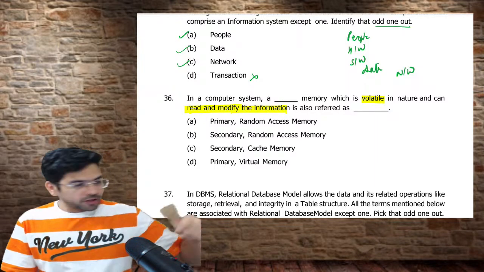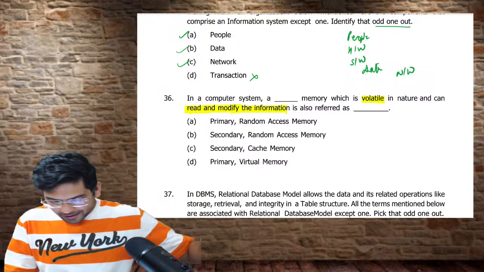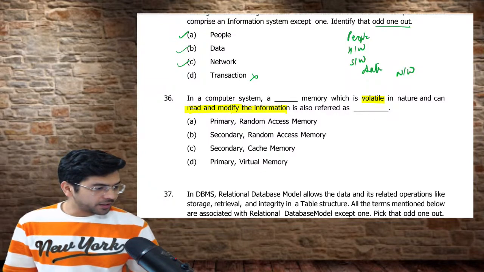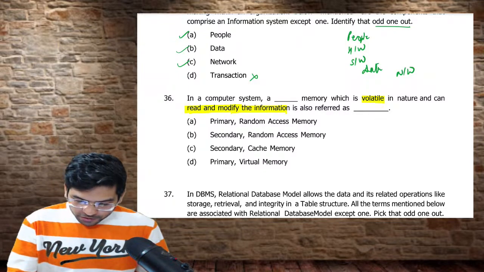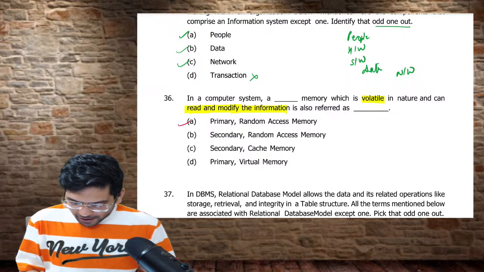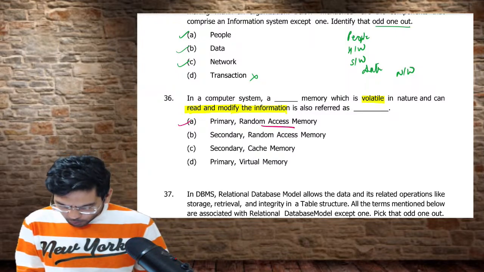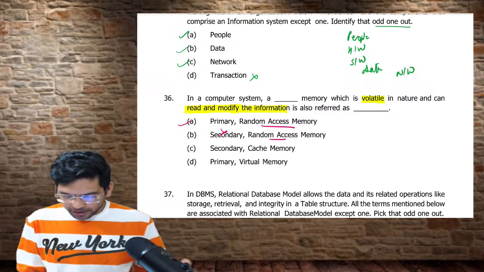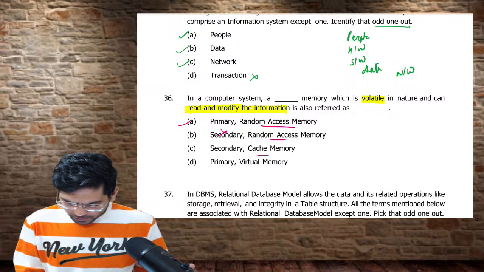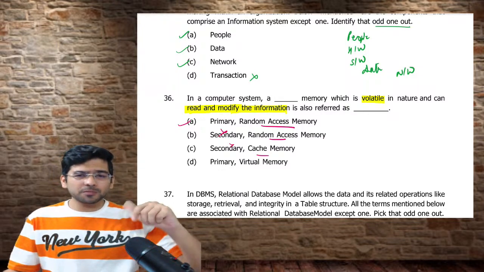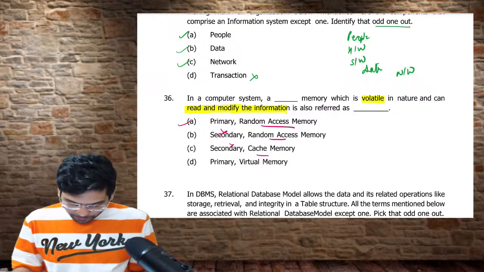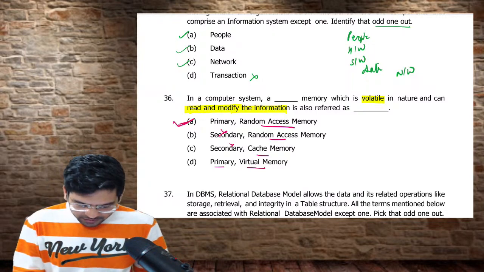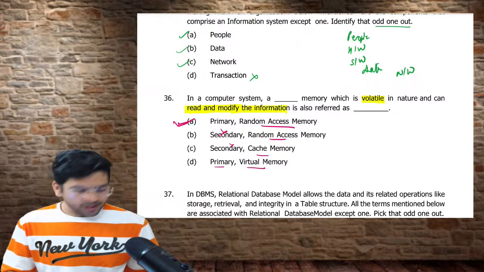In a computer system, which is the memory which is volatile in nature and which can be read and modified also? Yes, everyone is saying A. It is a primary memory and random access memory. What about others? Random access memory is not a secondary memory. Cache memory is again not a secondary memory. Cache memory will be a part of your internal memory, and let's say primary, but virtual memory, no. So the correct answer is, yes, you all are correct: primary and random access memory.